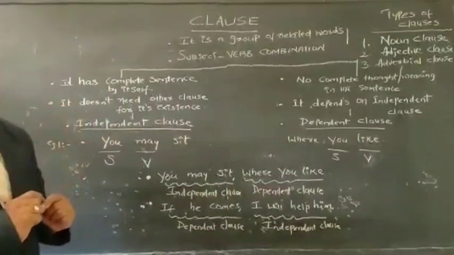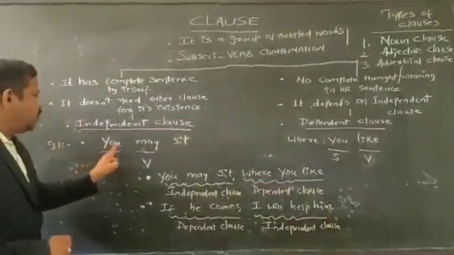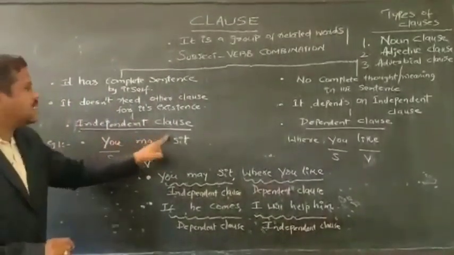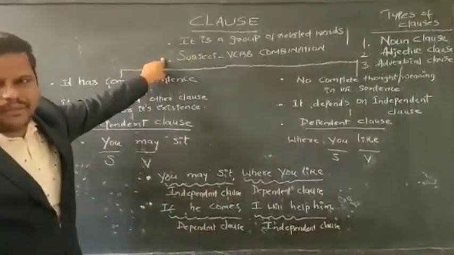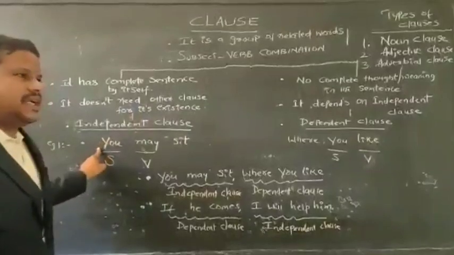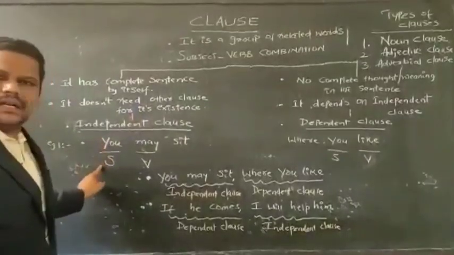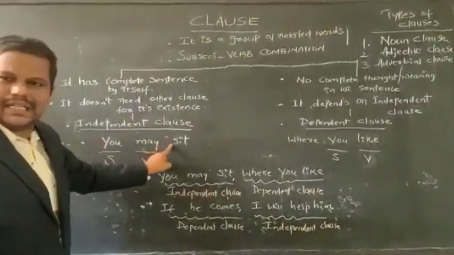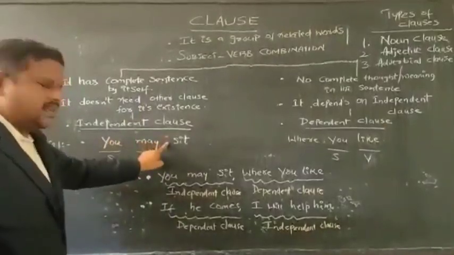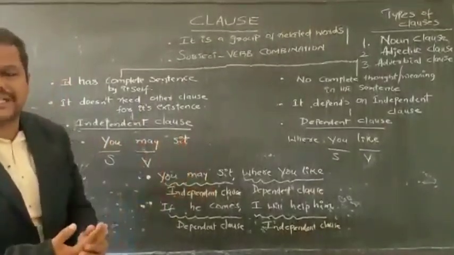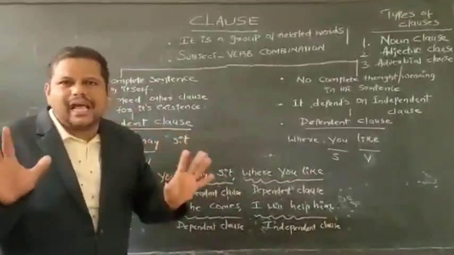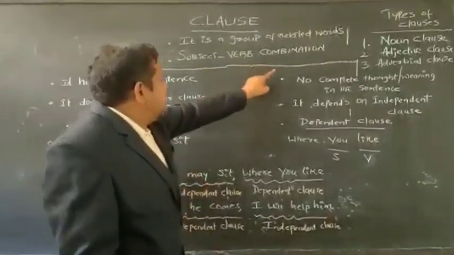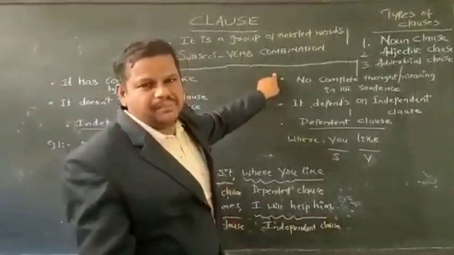Take one small example, you will understand clearly now. You may sit. Just now I said a class requires a subject and verb combination. Now, in this sentence, you is the subject, may is the verb, and another one is sit. You may sit. This is a small sentence. This is called an independent class. Whereas, a dependent class, what is the meaning of dependent class?